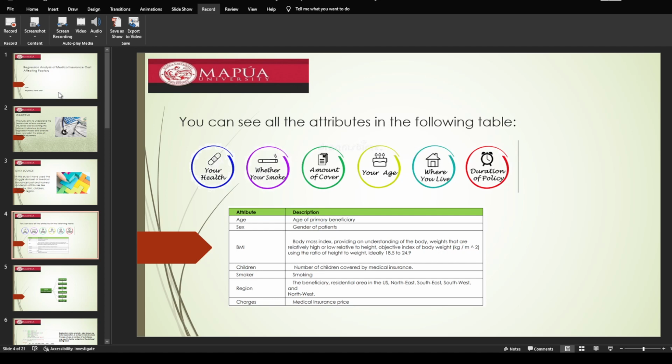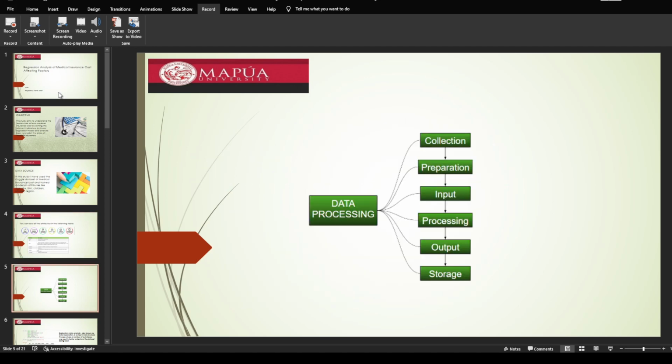On the left side are the attributes and on the right side are the descriptions. First here is age of the primary beneficiary. Sex, gender of the patient. BMI is the body mass index, providing an understanding of the body weights that are relatively high or low relative to height, an objective index of the body weight using the ratio of height to weight, ideally 18.5 to 24.9. Children, number of children covered by medical insurance. Smoker. Region, the beneficiary residential area in the US: Northeast, Southeast, Southwest, and Northwest. Charges are the medical insurance price.